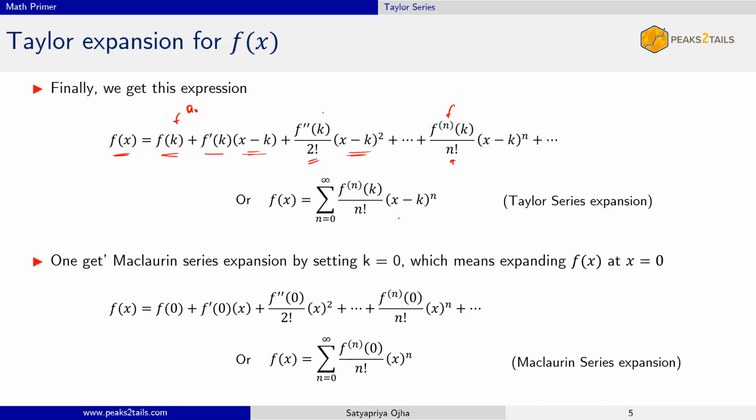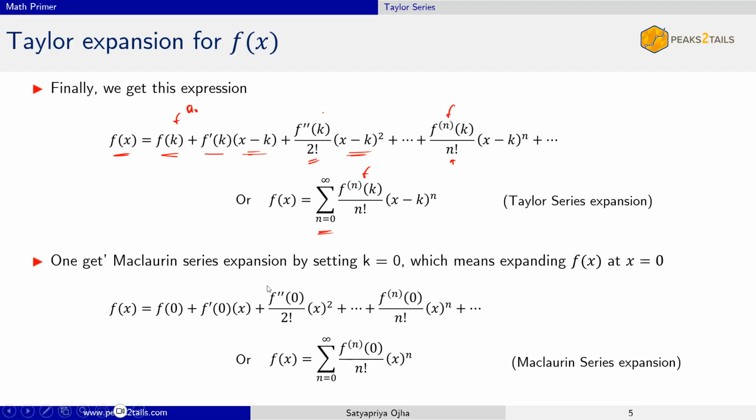In a compact way, you can write it like this, right? So nth term is nth derivative at k divided by n factorial times (x minus k) to the power n. And there is an infinite sum, n goes from 0 to infinity. Okay.